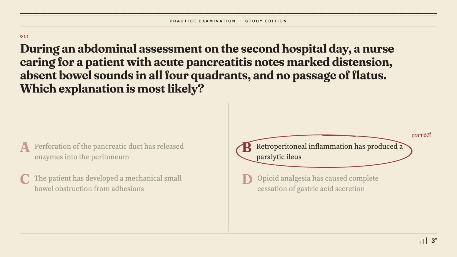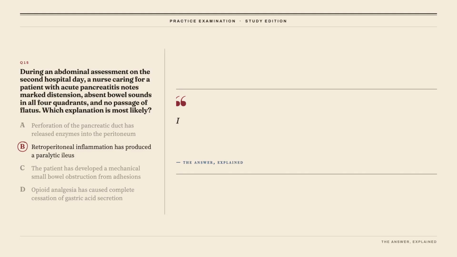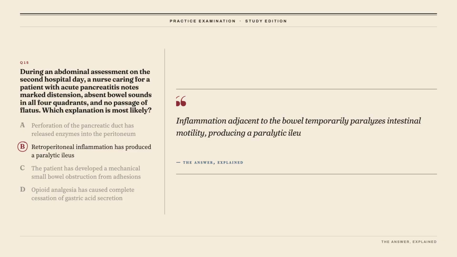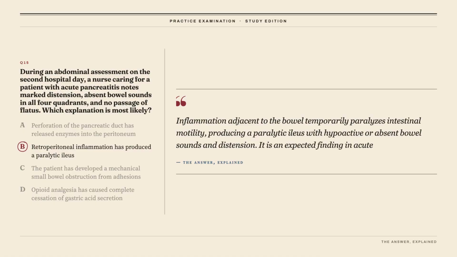The correct answer is B. Retroperitoneal inflammation has produced a paralytic ileus. B is correct because inflammation adjacent to the bowel temporarily paralyzes intestinal motility, producing a paralytic ileus with hyperactive or absent bowel sounds and distension. It is an expected finding in acute pancreatitis rather than a rare complication. Nasogastric decompression is indicated when distension, vomiting, or ileus is significant.